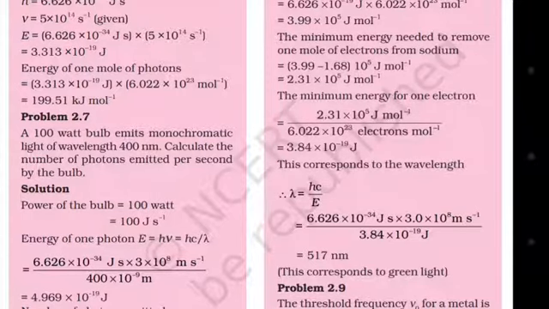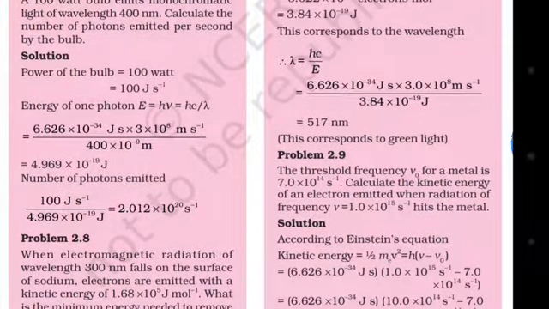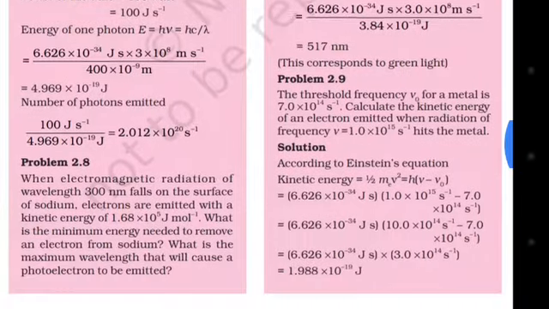Problem 2.7. A 100-watt bulb emits monochromatic light of wavelength 400 nanometer. Calculate the number of photons emitted per second by the bulb. Power of the bulb is 100 watts, 100 joule per second. Energy of one photon is equal to h nu, which is hc by lambda: 6.626 into 10 to the power minus 34 joule second times 3 into 10 to the power 8 meter per second, divided by 400 into 10 to the power minus 9 meter, is equal to 4.969 into 10 to the power minus 19 joule. Number of photons emitted will be 100 joule per second divided by 4.969 into 10 to the power minus 19 joule. That gives finally 2.012 into 10 to the power 20 per second.